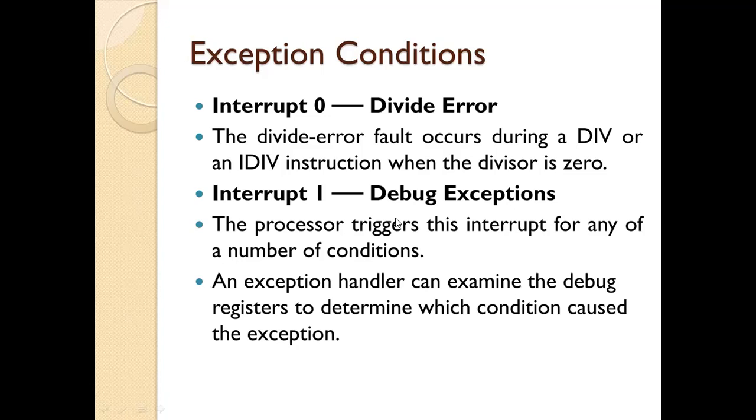A divide error, which is interrupt 0, occurs during a DIV or IDIV division instruction when the divisor is 0. At that time, interrupt 0 is evoked. When the processor triggers these interrupts for any of a number of conditions, the debug exception, that is interrupt 1, is evoked. The exception handler can examine the debug registers to determine which condition caused the exception.